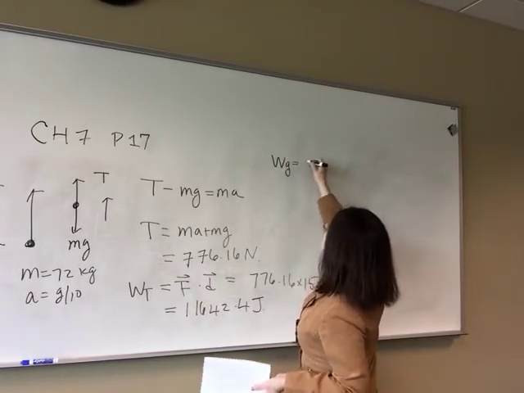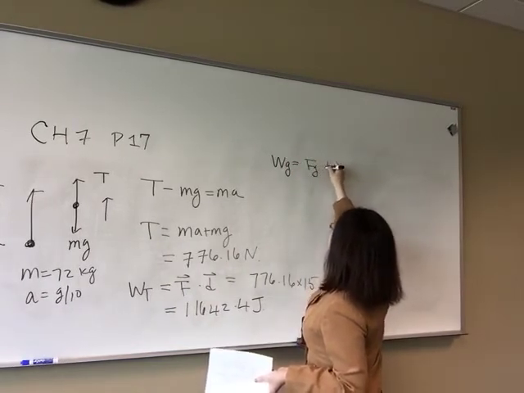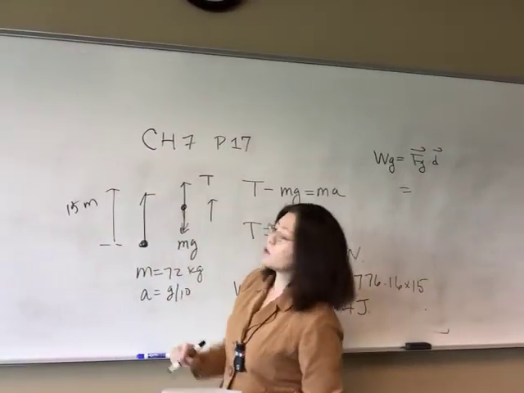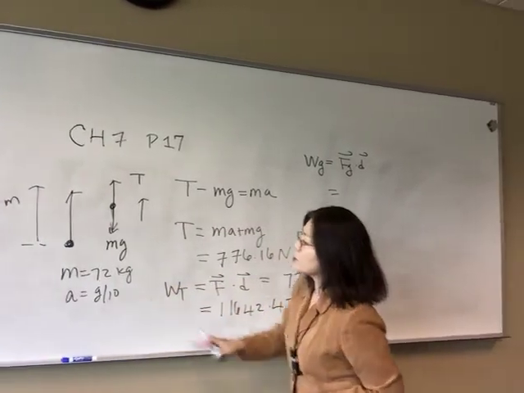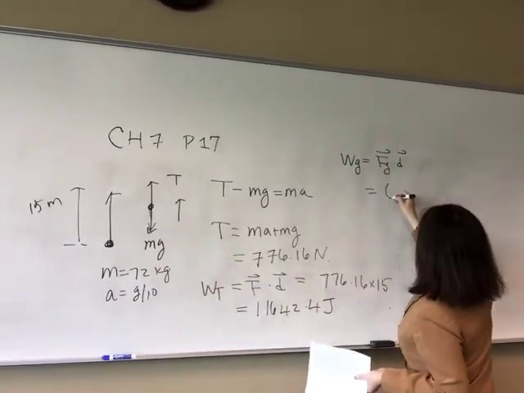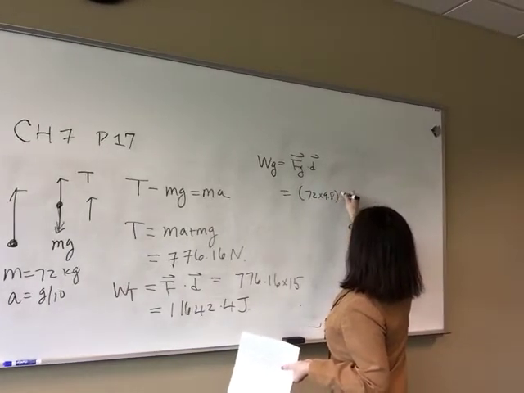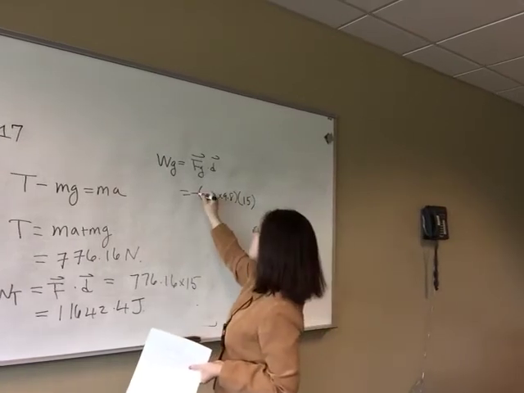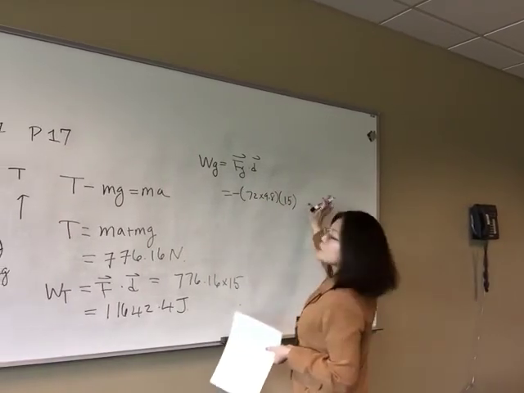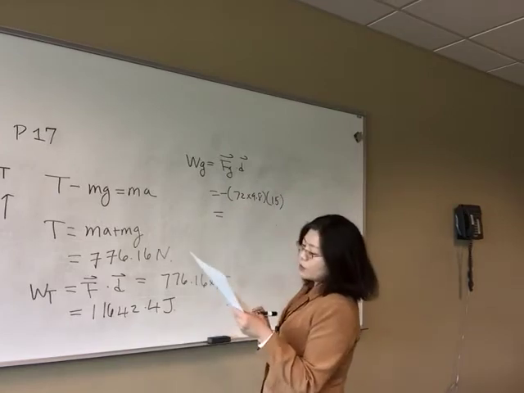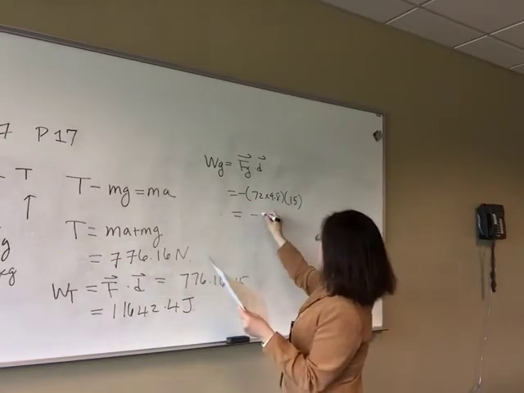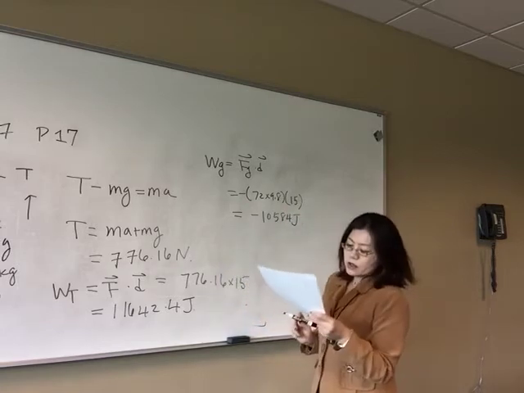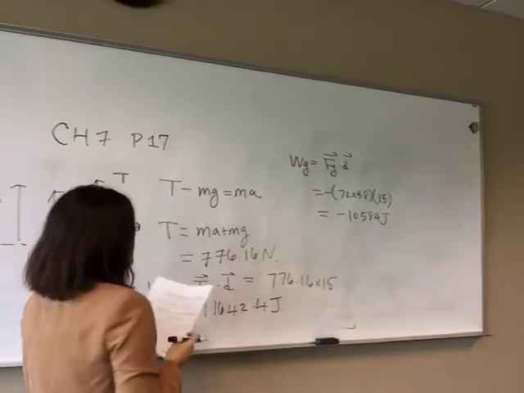The work done by gravity would just be gravitational force times displacement, right? Gravitational force is downward. Displacement is upward, so they differ by 180 degrees. So you can just use the magnitude, which is 72 times 9.8. That's the force magnitude. Displacement is 15, and we already know that they're pointing in the opposite direction, so we can just put a negative sign in front of it instead of using cosine of 180 degrees. So your WG, after you do the calculation, you should get negative 10,584 joules.